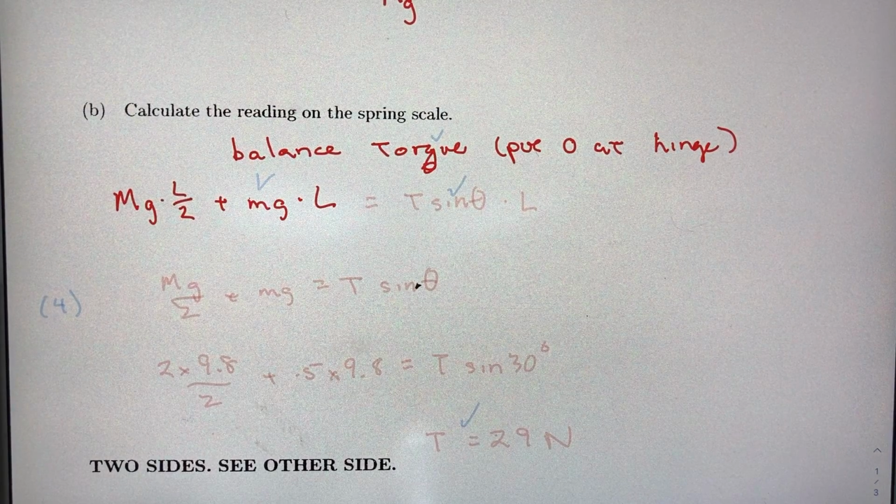Don't forget to multiply by the distances. T sub y is T sine theta, so you can go directly to find T if you just turn T sub y into T sine theta. Cancel an L.